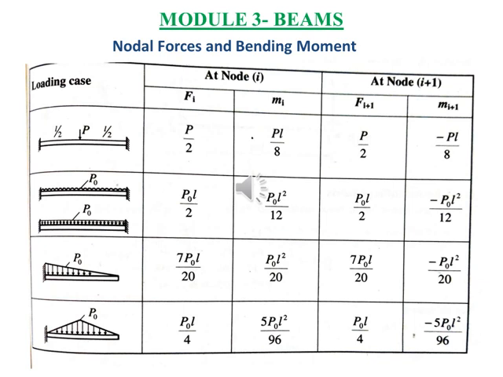Suppose it is a triangular load as shown in the figure, then at node 1 the load will be P naught L divided by 4 and the bending moment at node 1 will be 5 P naught L square divided by 96. At node 2 the load will be P naught L divided by 4 and the bending moment will be minus 5 P naught L square divided by 96.